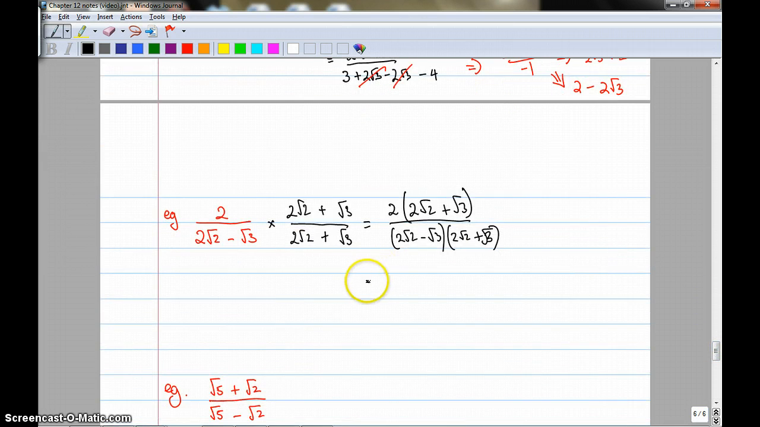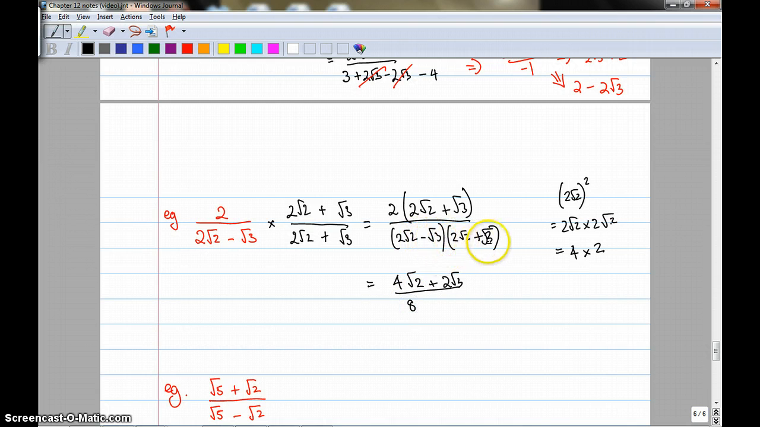Okay, that then becomes 4 root 2 plus 2 root 3 over. Now this one I'm going to ignore some of the terms because of the FOIL thing. Those middle terms, like these ones up here, are going to disappear. I'm just going to be left with 2 root 2 squared. Now 2 root 2 squared is the same as 2 root 2 times 2 root 2. That's the same as 4 times root 2 times root 2, which is just 2. So the whole thing is 8.